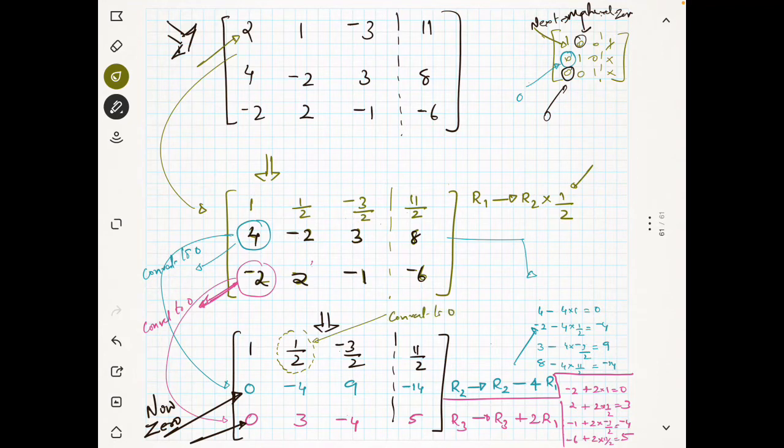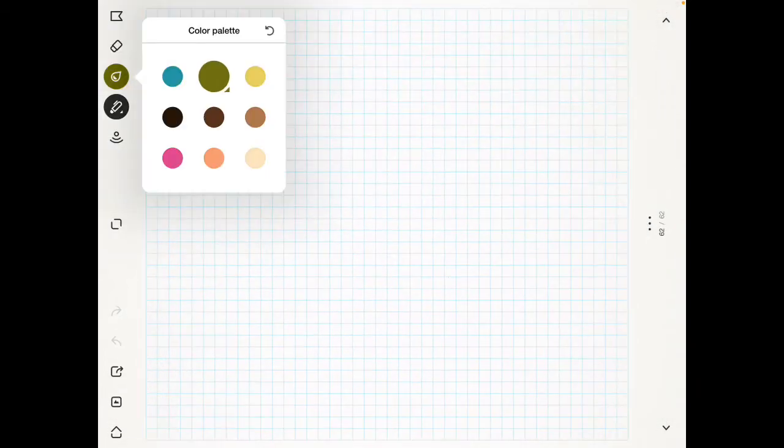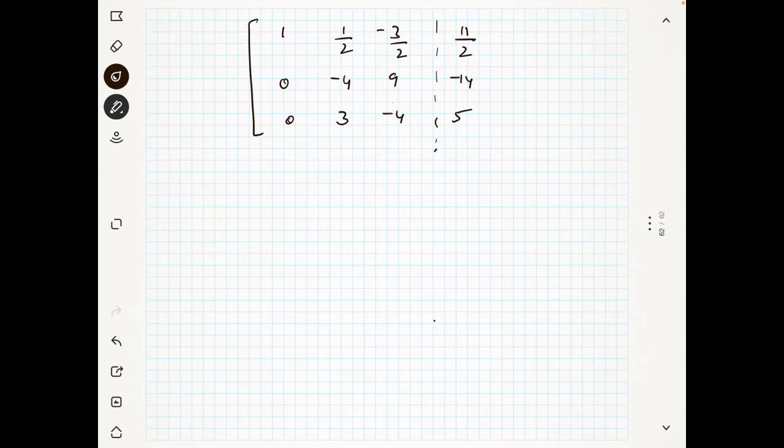Before that, I will write again the matrix that we have got. I will write all this matrix again. So 1 by 2, 3, minus 3 by 2 and 11 by 2. Next 0, minus 4, 9, minus 14. Then this is 0, 3, minus 4 and 5. Okay, so I have written it again.